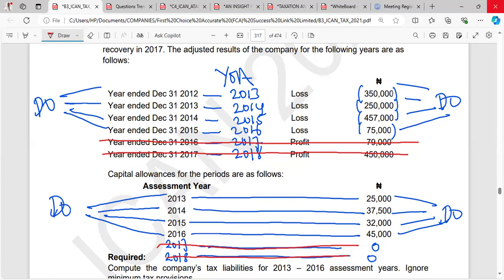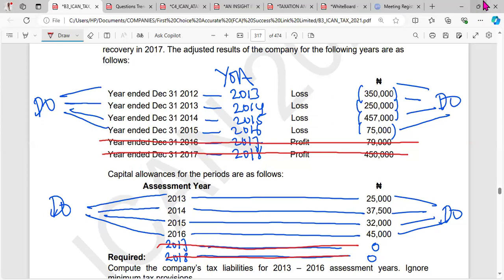And with that, we come to the end of today's class. We've seen loss relief. In the previous chapter, we've seen capital allowances. We've seen basis period. And we've looked at commencement rule, cessation rule, change of accounting date.